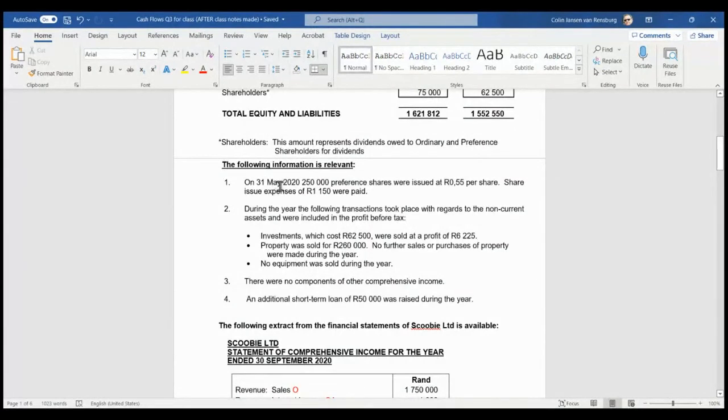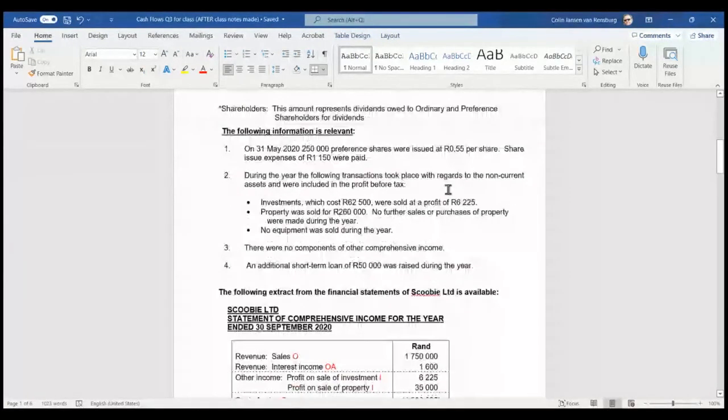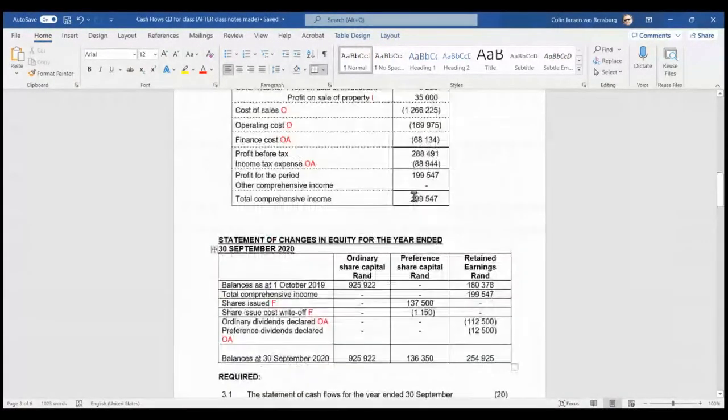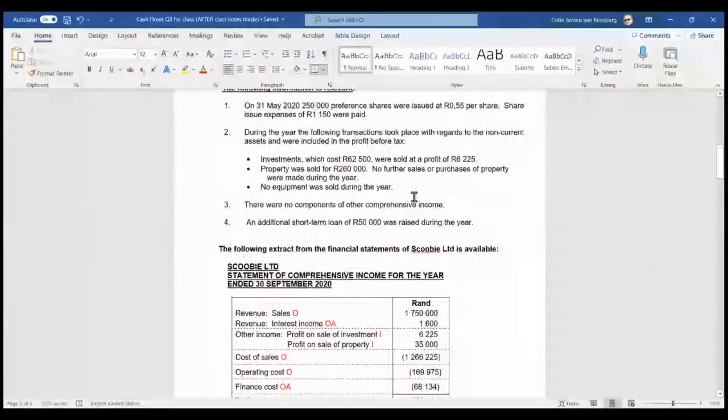First paragraph there, they say on the 31st of March 2020, 250,000 preference shares were issued at 55 cents per share, and share issue expenses of 1,150 were paid. We've already seen that here in our statement of changes in equity, the share issue cost write-off. That is, by the way, one of the descriptions that I've just adjusted slightly. Okay, so we've already seen that, but anyway, they provide us with more information there.